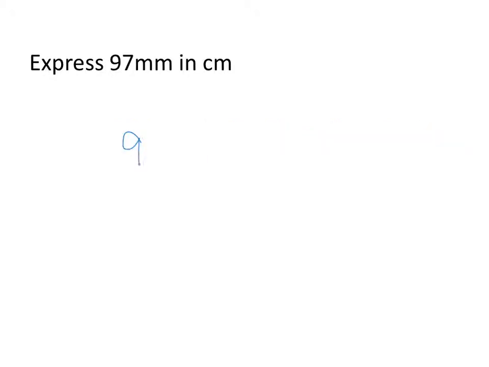Lastly, if we're going to express 97 millimeters in terms of centimeters, we will divide by 10 to find out that this is equal to 9.7 centimeters.